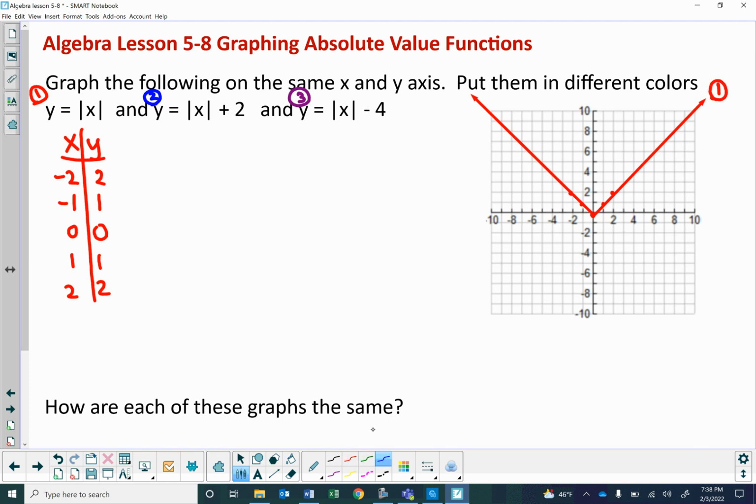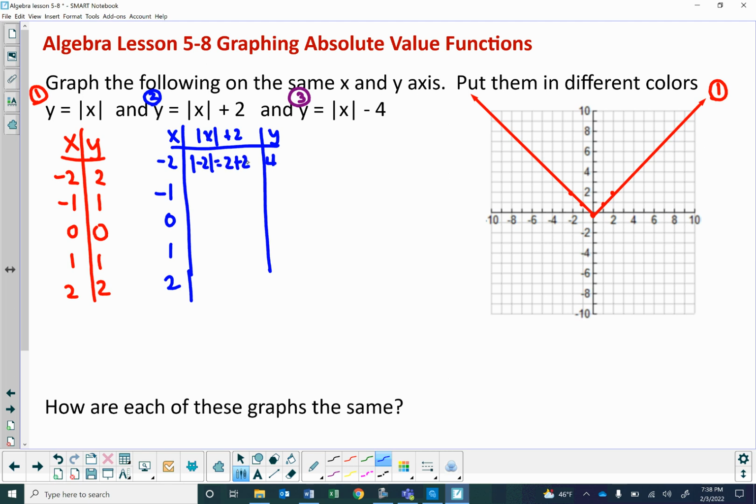Now, if I use y equals the absolute value of x plus 2, I need a little bit more space for this one. I'm still going to use the same points, negative 2, negative 1, 0, 1, and 2. So we'll have the absolute value of negative 2, which is 2, plus 2, which is 4. The absolute value of negative 1, which is 1, plus 2, which is 3. The absolute value of 0 is 0, plus 2 is 2. The absolute value of 1 is 1, plus 2 is 3. The absolute value of 2 is 2, plus 2, which is 4.